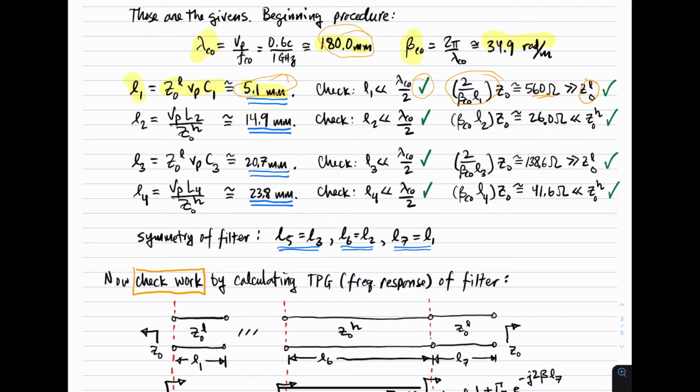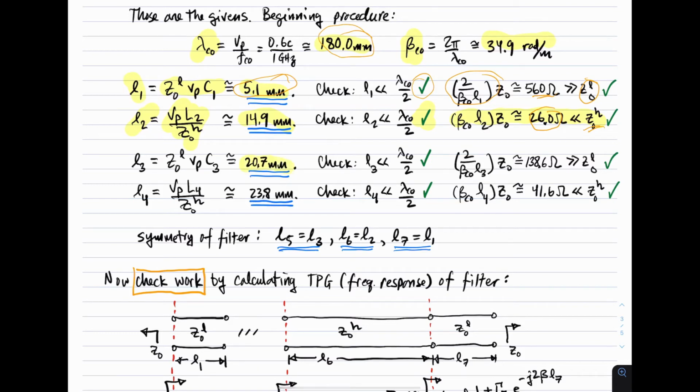For the second segment, we have this expression to compute. That gives us 14.9 millimeters. 14.9 millimeters is certainly much, much less than 90 millimeters. And we also check that our characteristic impedances are okay. In this case, we find 26 ohms. That has to be much, much less than 120 ohms. We're good to go here. So now we're just repeating that process. We only need to do it 2 more times.